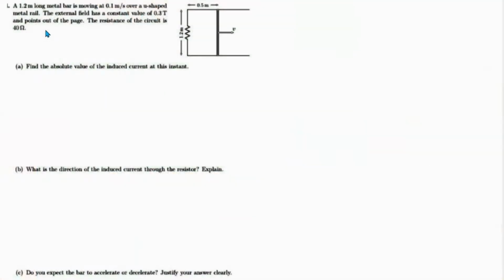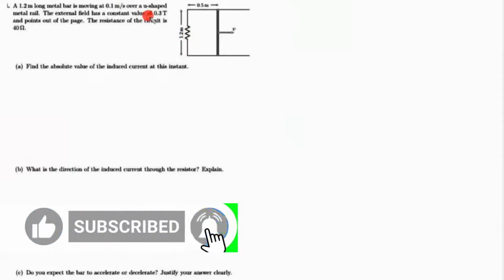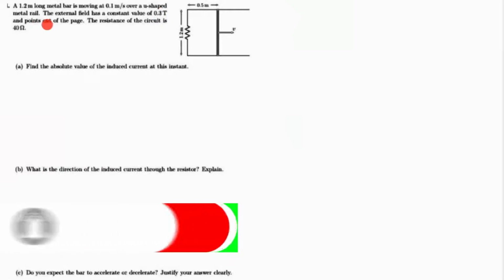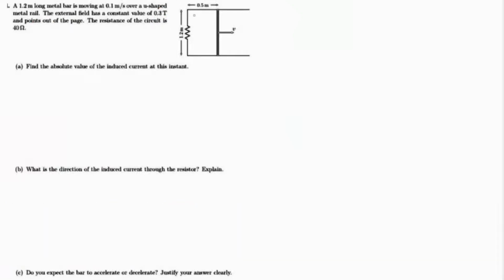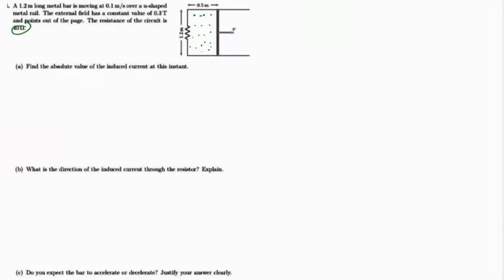In this question, a 1.2 meter long metal bar is moving at 0.1 meter per second as shown over here. The dimensions are 0.5 meters and 1.2 meters, and there's a magnetic field of 0.3 Tesla that is directed out of the page. Out of the page means let's represent it by dots. The value of the resistance is 40 ohms. So we'll find the absolute value of the induced current.